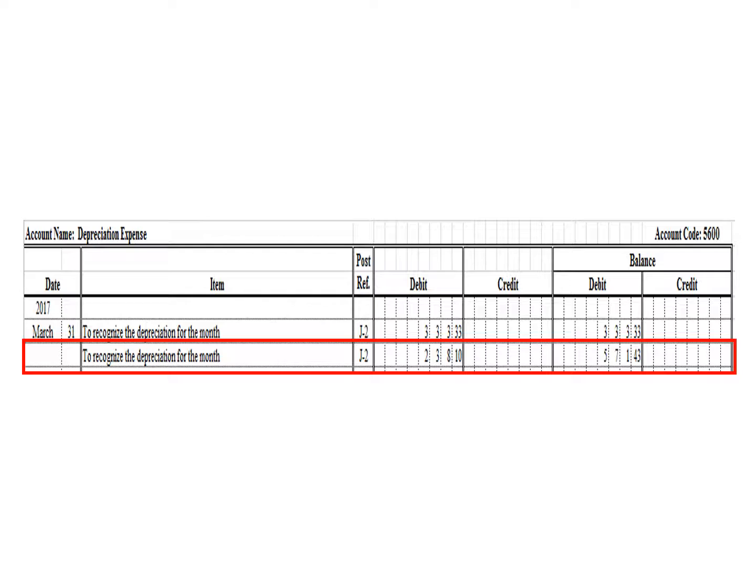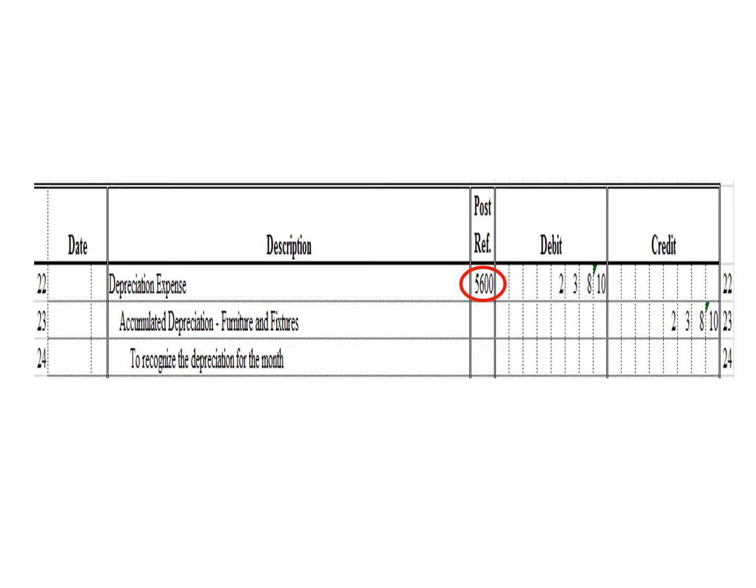How did we get this amount? We have a previous balance. The previous depreciation has a balance of 333 pesos and 33 centavos plus another debit of 238 pesos and 10 centavos. As of March 31, the balance of the depreciation expense ledger account is 571 pesos and 43 centavos. After posting the debit entry, we write the posting reference 5600, the account code for depreciation expense.